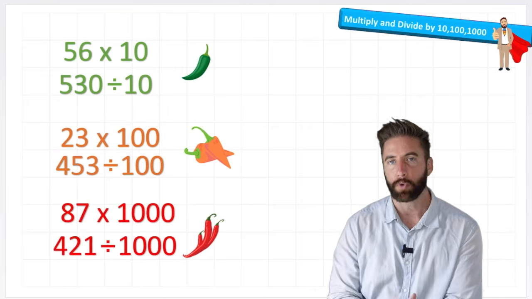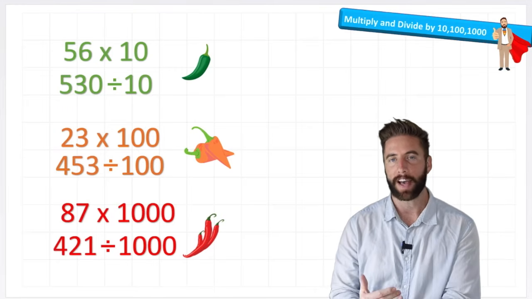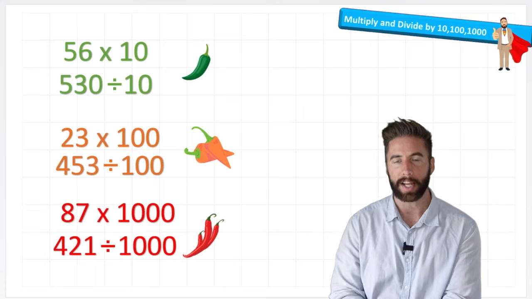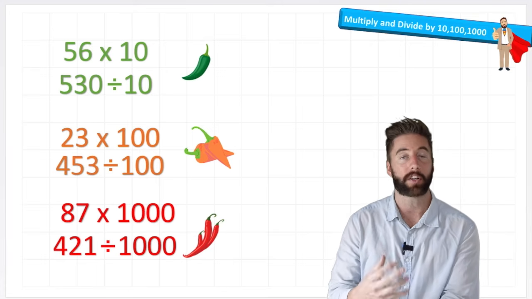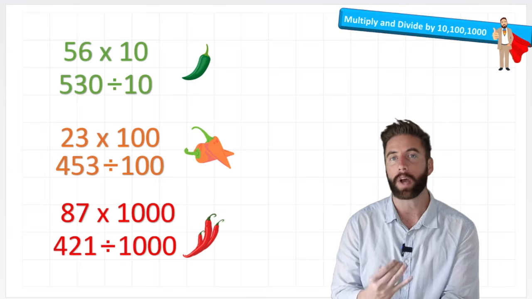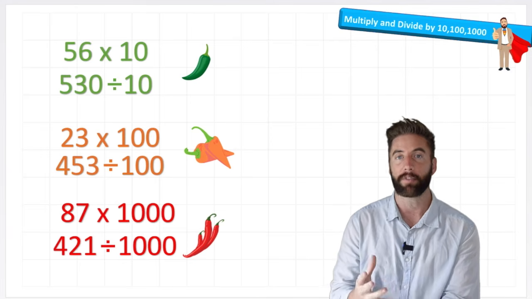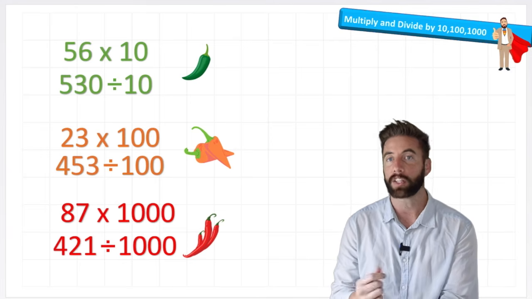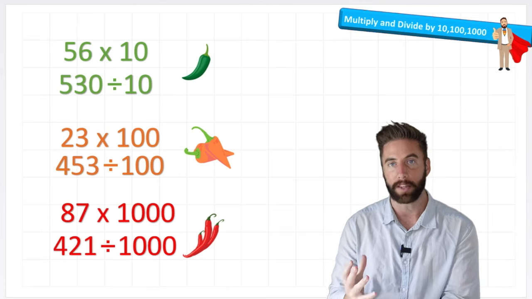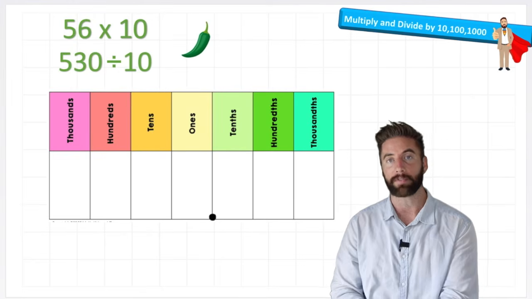So what does it mean to multiply by 10, 100 and 1000, and why are we grouping this into one lesson? Well, the reason we do that is because these are a special set of numbers that are actually quite easy to multiply and divide, so learning a little trick or a method to do this is going to be very, very helpful. So what is that method? Well, we're going to use the place value chart.